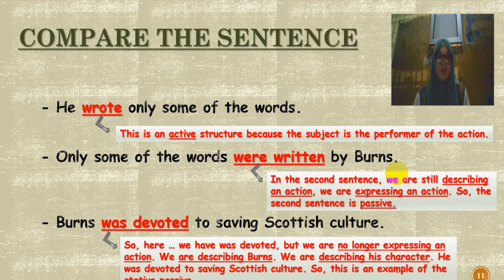So here we have was devoted, but we are no longer expressing an action. We are describing his bond, his character. He was devoted to saving Scottish culture. So this is an example of the stative passive.